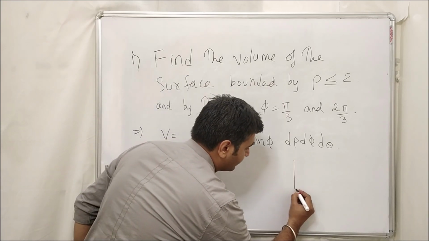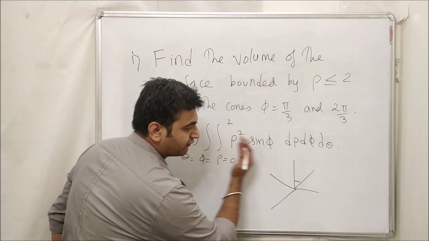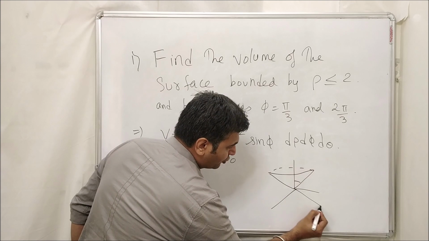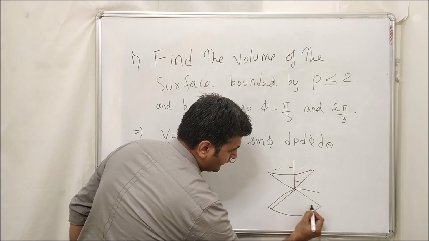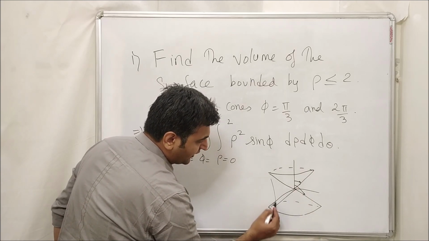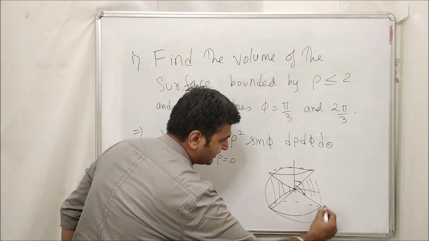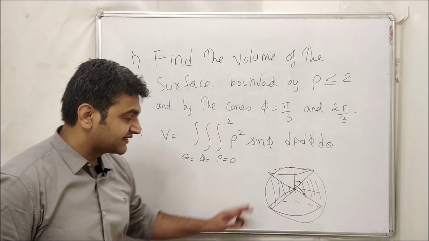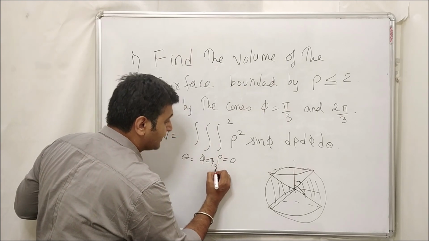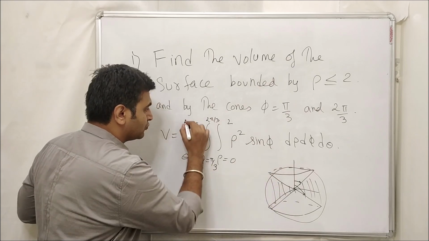So you take this as one cone because this is your pi by 3, and then you revolve, you get a cone over here, and then you have this bottom cone that you are getting by drawing an angle of 2 pi by 3. So to find this volume between these two cones, within the sphere as well. That's the region whose volume you need to find. So phi is from pi by 3 to 2 pi by 3, and what is theta? It is 0 to 2 pi.